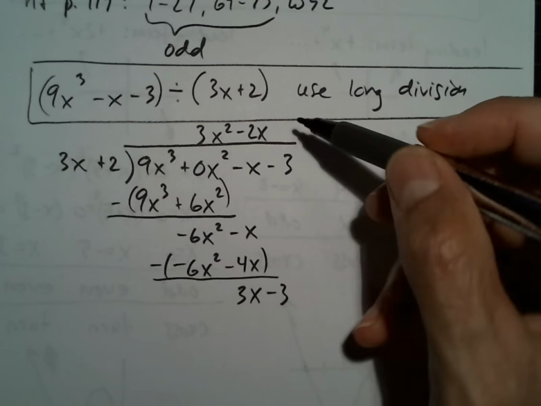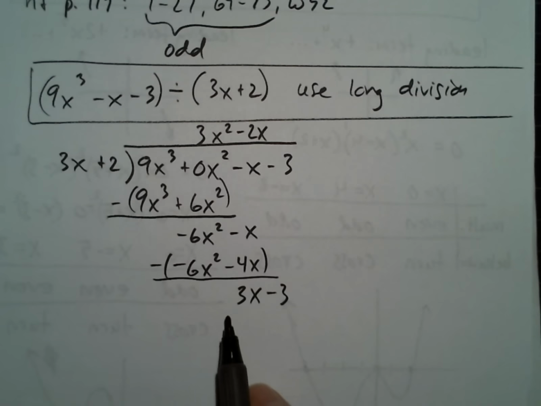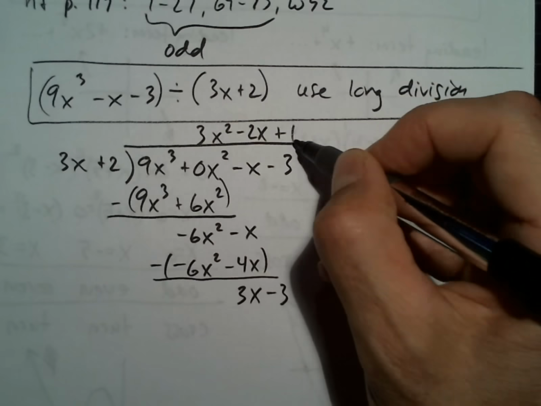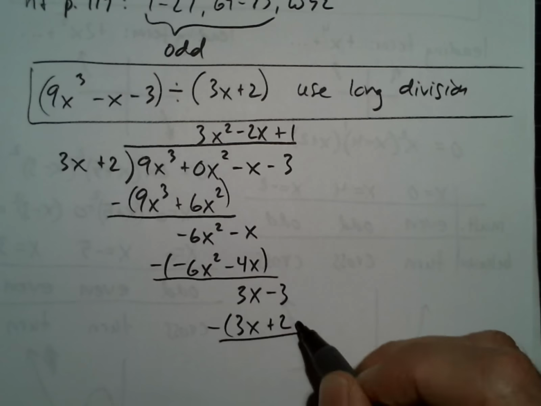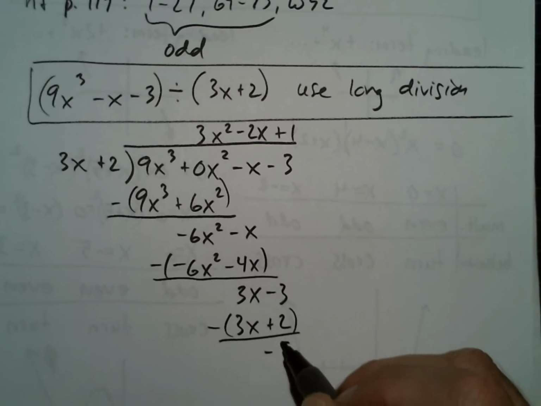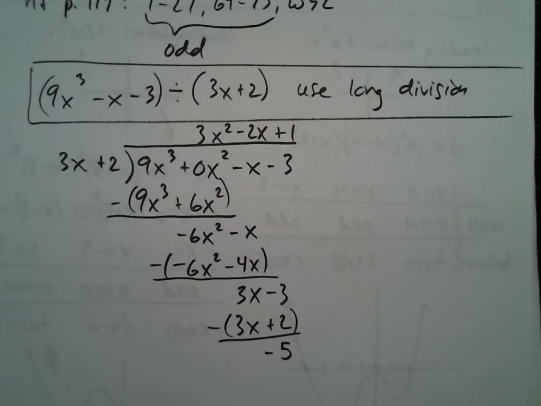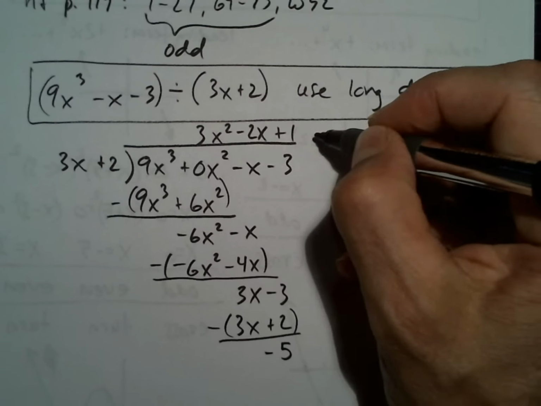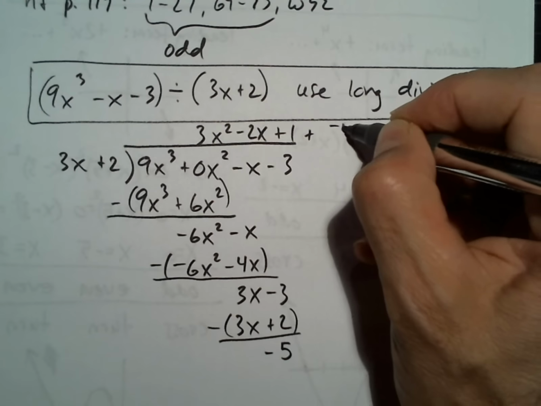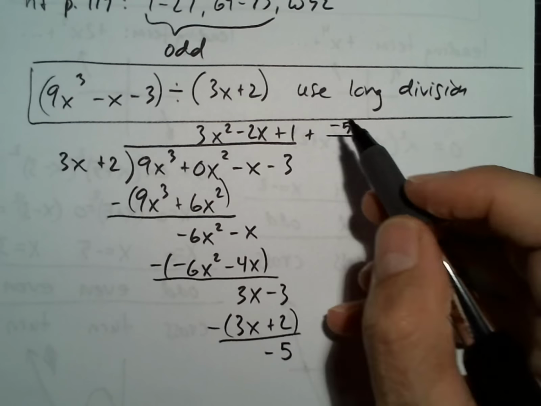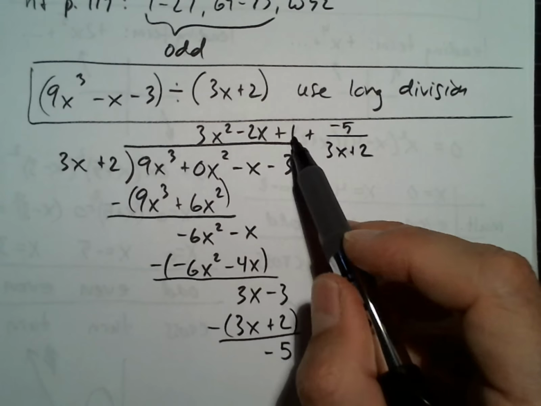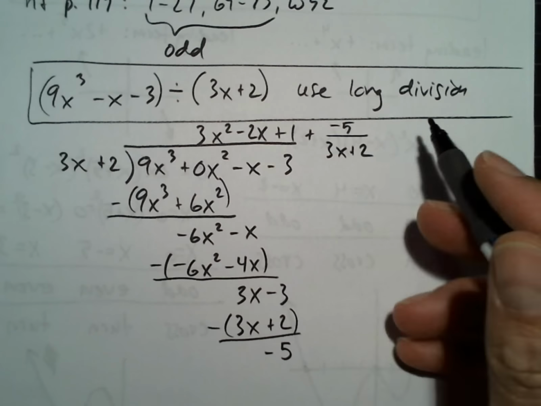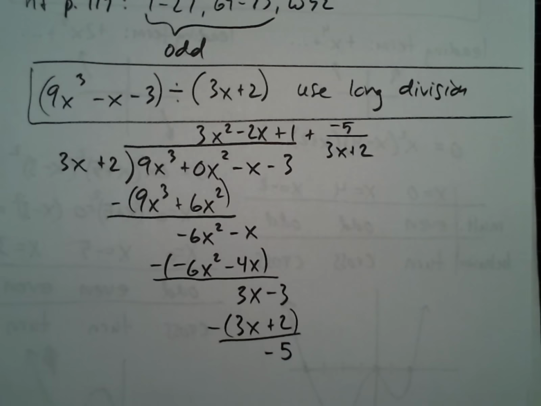And what times 3x gives you 3x? That's a 1. And here's what we do with the remainder. We go plus negative 5 over the divisor. So we have this polynomial plus a rational, and that is the quotient.